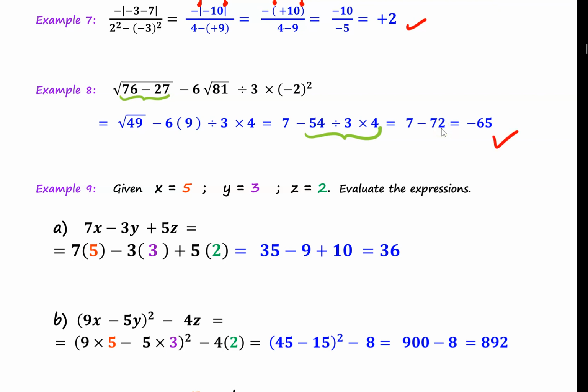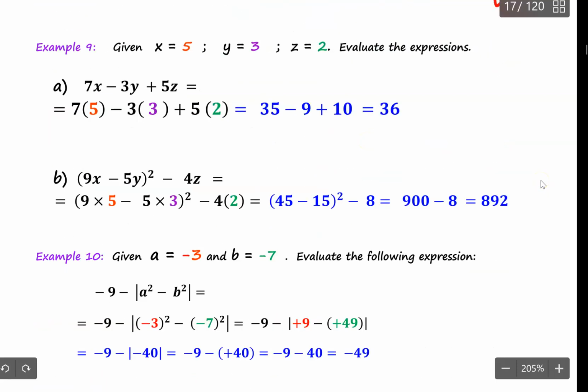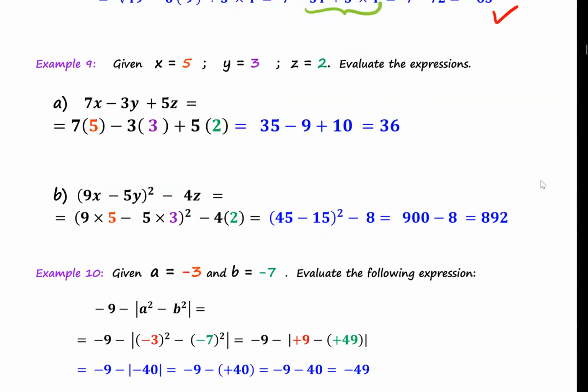So it's a good idea that everyone should get a calculator and try to key in this number and realize what operation to perform first. Alright? Okay. So let's go to example number 9.